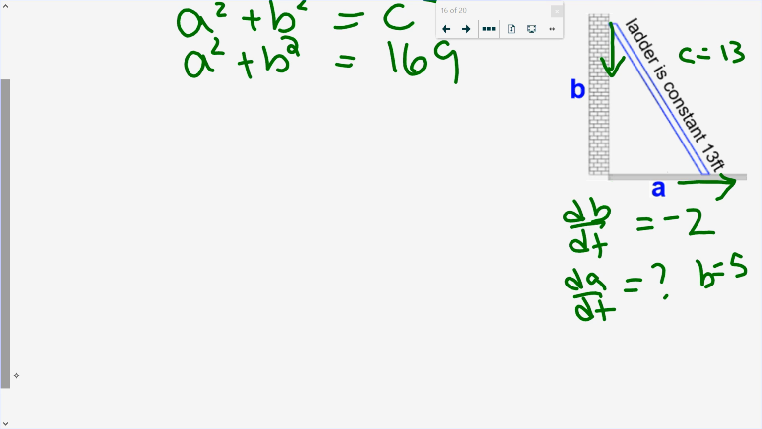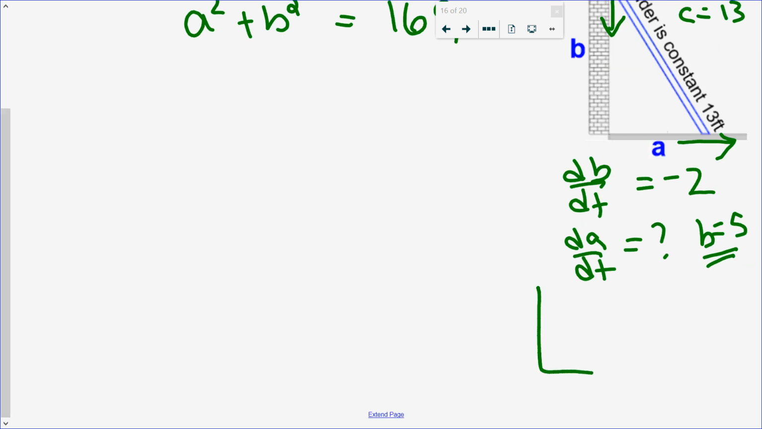And I'm looking at a very specific triangle when b is 5. So I want to look at the triangle. Now remember that the ladder is not changing. It will still be 13 feet. Then b is 5, and I want to solve for x.